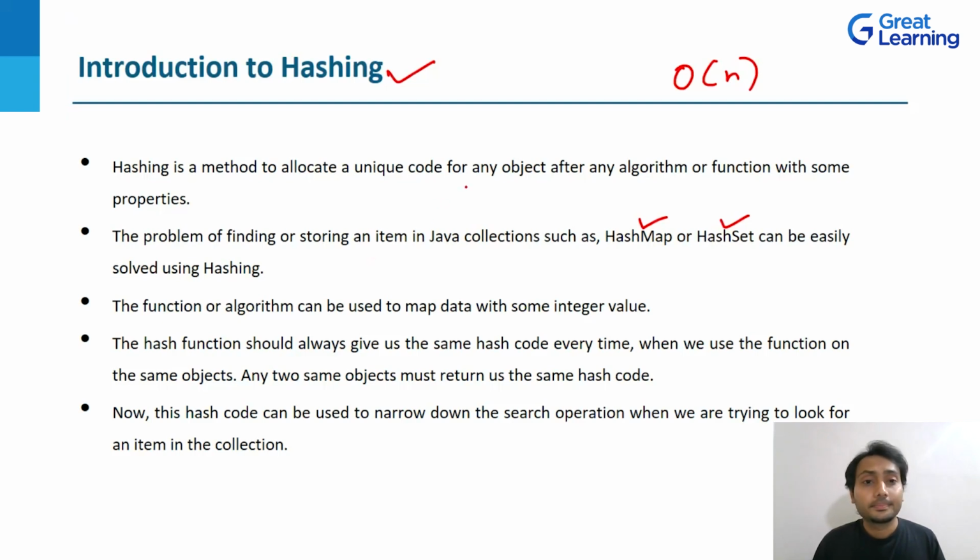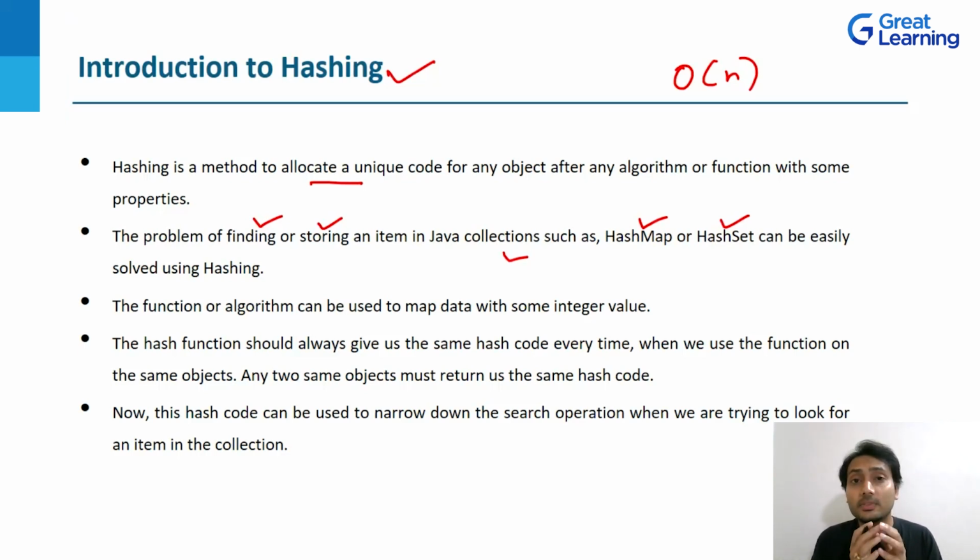Fine. So here, as it is written here, hashing is a method to allocate a unique code for any object. In your programs you have your objects, so all these objects will have their own unique hash code to identify themselves in the program. Fine, that is your hashing. Now the problem of finding or storing or any other operation in your program will be very shorter with the help of this hashing method. So in collections such as HashMap or HashSet or any other collection in Java, if you use this hashing method, all the operations duration will be short.